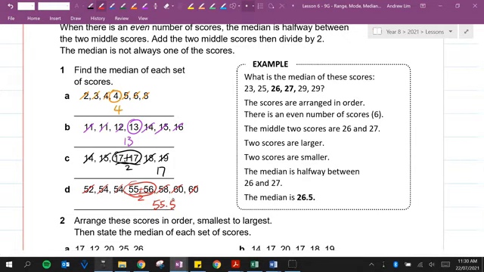Okay, so we can see in this example box, what is the median of these scores? Smallest, largest, smallest, largest. 2 numbers left. Can add them together and divide it by 2. That's 26.5. So just remember, right? The scores have to be arranged in order first before you start eliminating smallest and largest, smallest and largest.